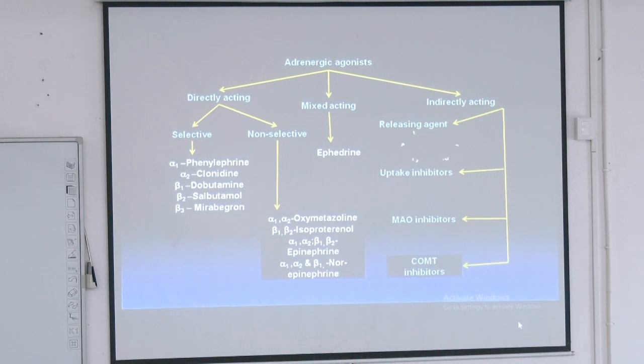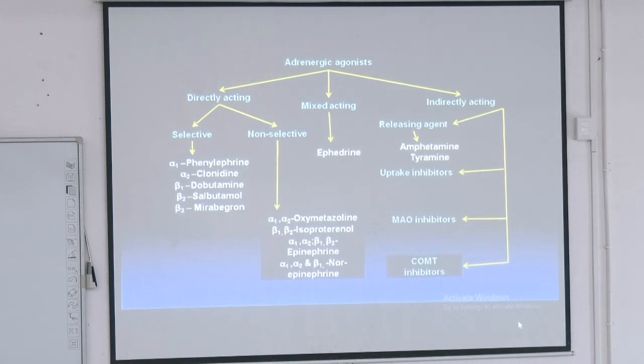Quick, adrenergic agonists: directly acting, indirectly acting, mixed acting. Directly acting are selective and non-selective. Selective: phenylephrine alpha, clonidine alpha 2, dopamine beta 1, beta 2 selective salbutamol and other drugs, and beta 3 mirabegron. Whereas non-selective: non-selective alpha drug oxymetazoline, non-selective beta isoproterenol, non-selective alpha beta epinephrine, and non-selective alpha beta also norepinephrine. That is the directly acting agents.